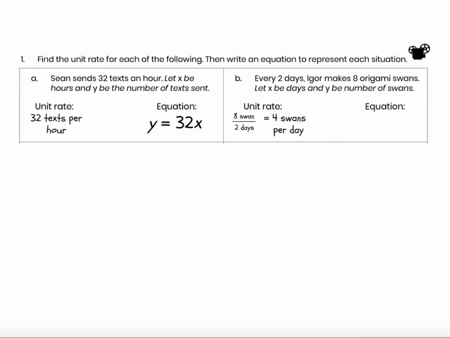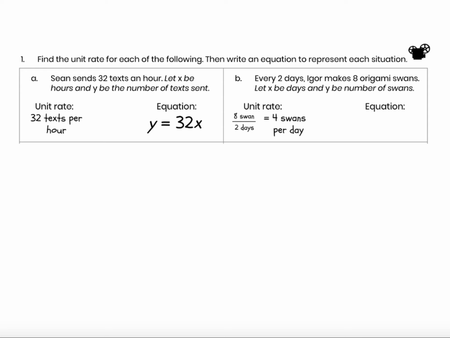In the first example, Sean sends 32 texts an hour. And since y is number of texts sent and x is hours, you are already just given the unit rate in the situation, which is 32 texts per hour. Since our unit rate is 32, our equation is y equals 32x. For example, after 4 hours, Sean will have sent 32 times 4, which is 128 texts.